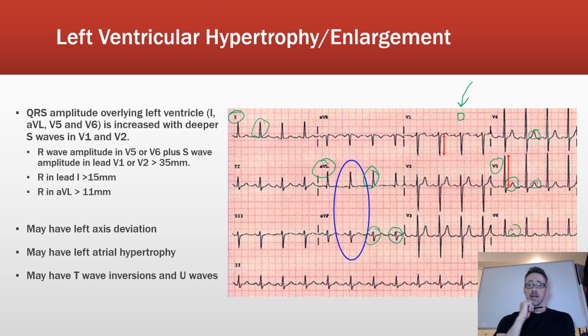All right, so if aVF is isoelectric, that means the axis is approximately 90 degrees to aVF, and it's upright in 1. So this looks like it's about 0 degrees. So I would say there's no axis deviation in this case.